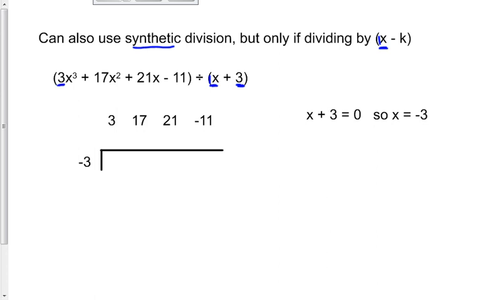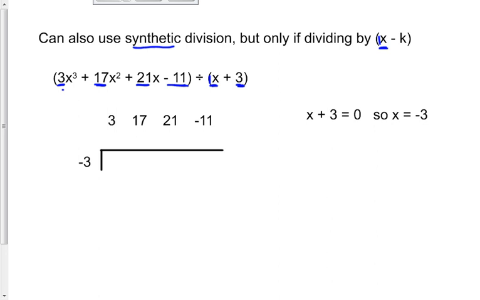What you're going to take is just the constants in the front of every variable, and then you also use that last number sitting in the back. 3, 17, 21, negative 11. I write those numbers down. 3, 17, 21, negative 11.